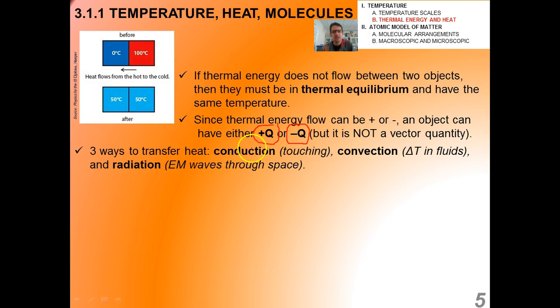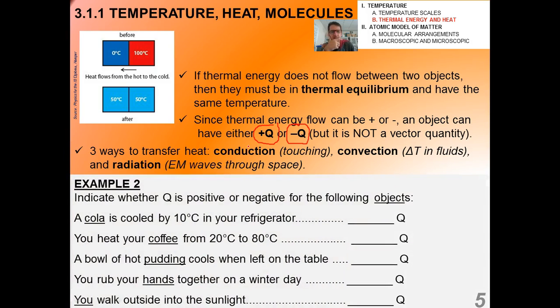And there are three ways to transfer heat, and I hope that you've heard of these terms before this class. There's conduction, two things in contact. Convection, you can think hot air rises. And radiation, which are electromagnetic waves through space. All right, so for the second example, just go ahead and indicate whether Q is positive or negative for the following objects. Go ahead and pause the video and try this one on your own.